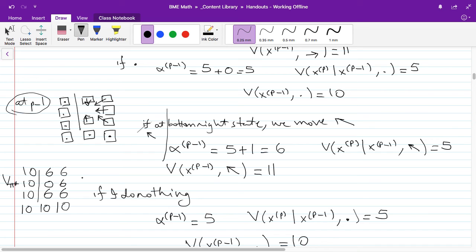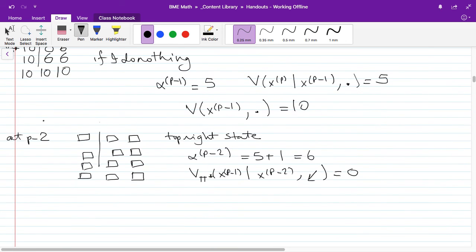And why do we need that? Because to compute what to do at time point P minus 2, I need to know how good is the state that this action is going to take me to. And that's the value function for that state. So let's do it, so you can see. All right, so I'm at time point P minus 2. And I'm at the top right state. I'm here.